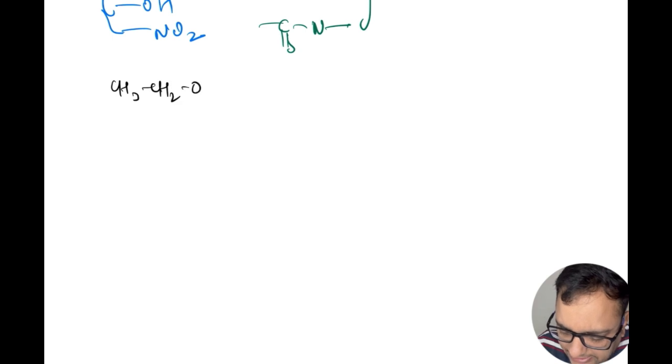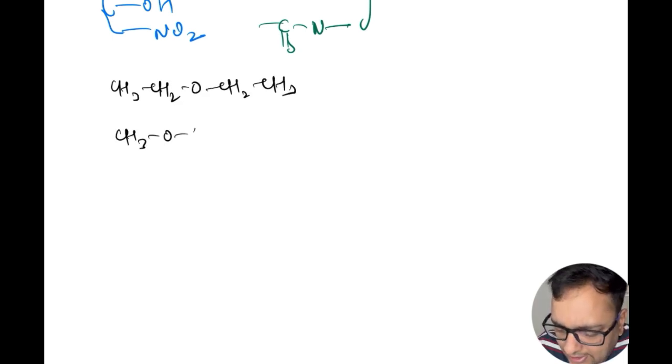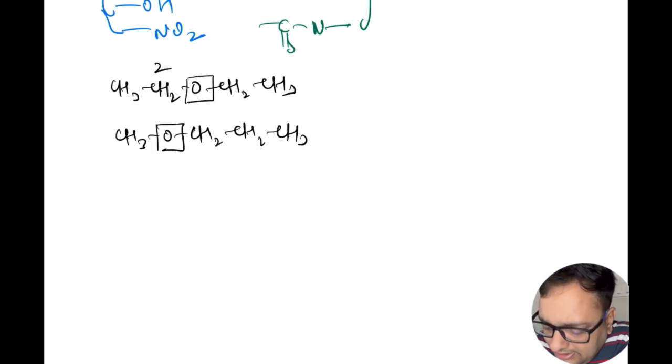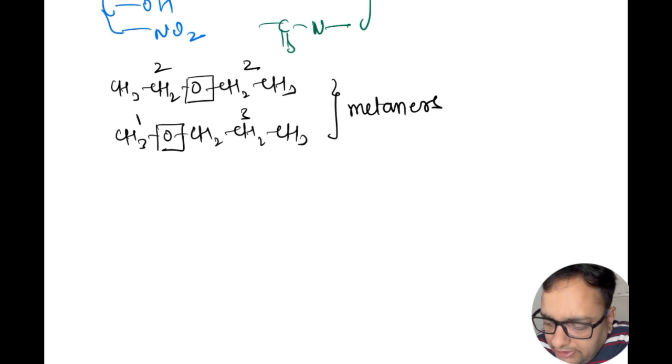Let's say you have CH3-O-CH2-CH2-CH3 and CH3-CH2-O-CH2-CH3. Both have the same functional group. And what is the change? The change is around the multivalent functional group: here two carbons, here one carbon and three carbons. The molecular formula is also the same. So these types of compounds are called metamers.